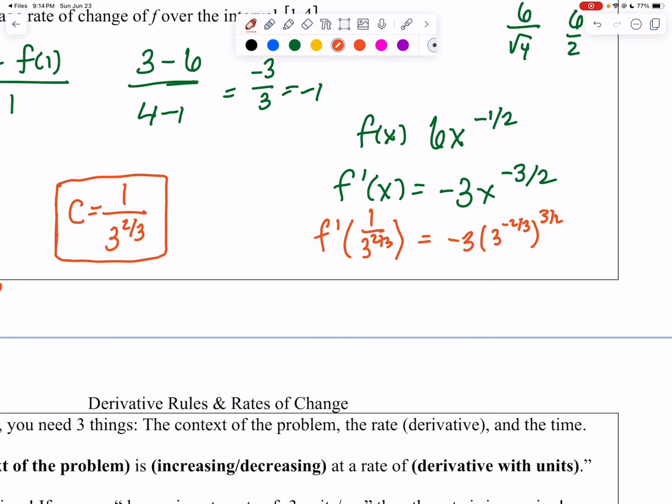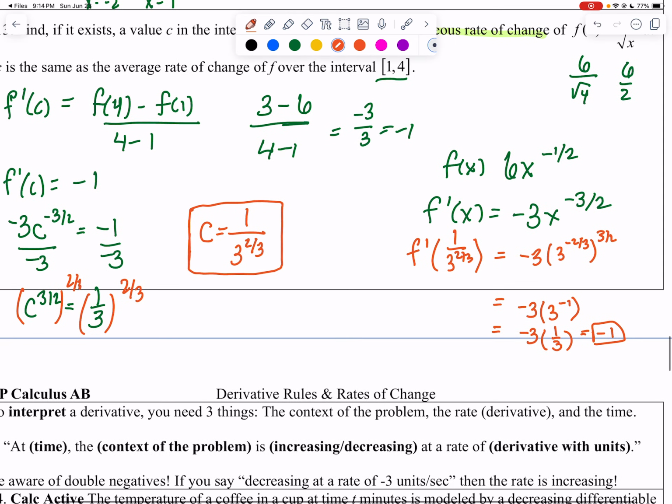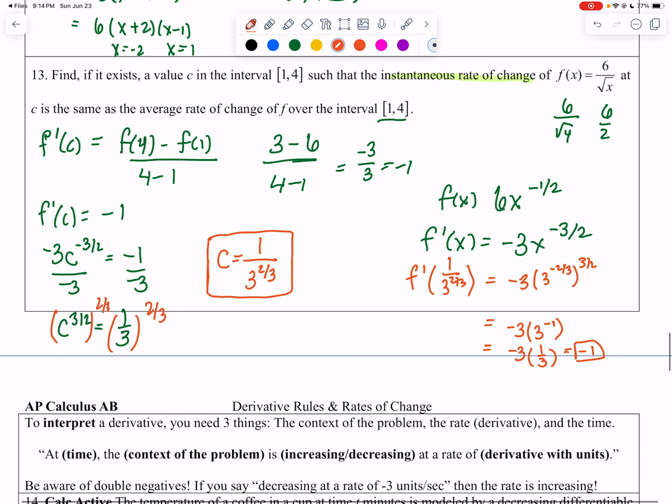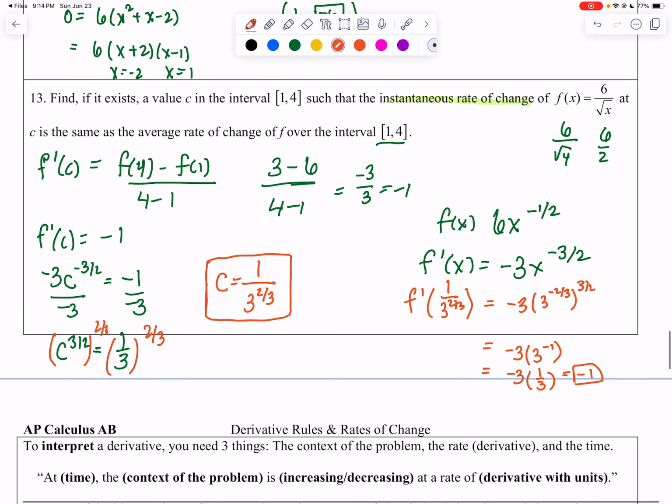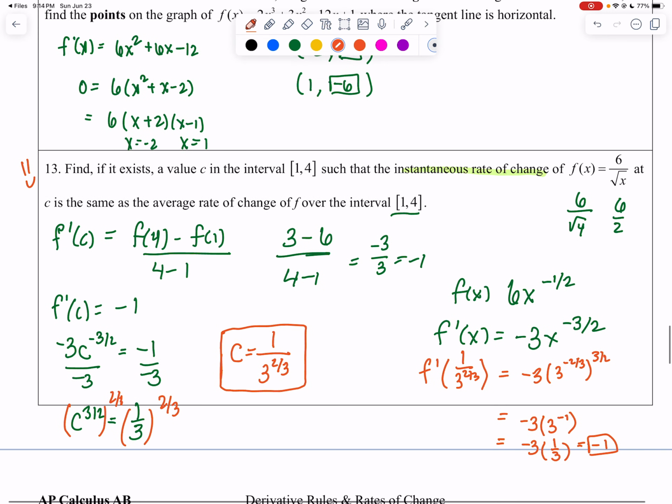negative 1. So now I have negative 3 times 3 to the negative 1. We know that 3 to the negative 1 is the same thing as 1/3. So now I have negative 3 times 1/3. That's the same thing as negative 1. So that verifies my c value being 1 over 3 to the 2/3. Very good problem. I really like that one. Just because you don't know the name of it, but we'll see in a couple of units.